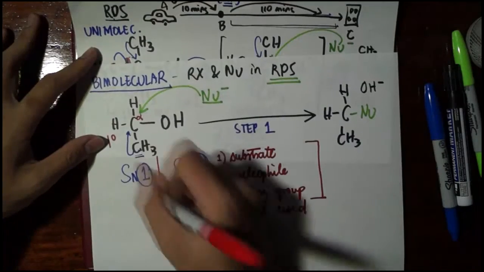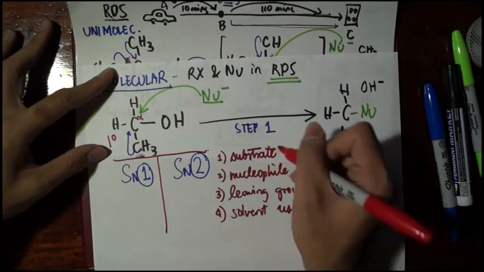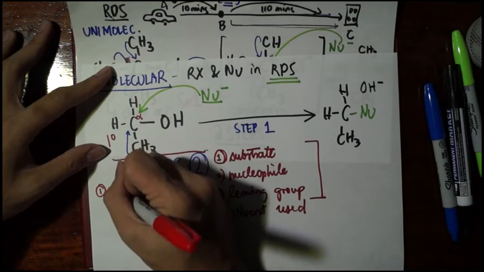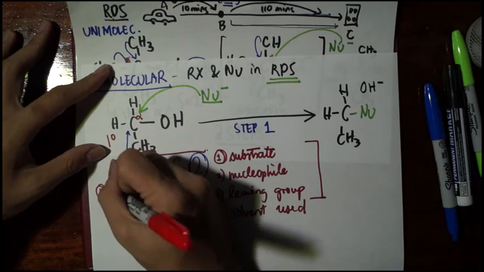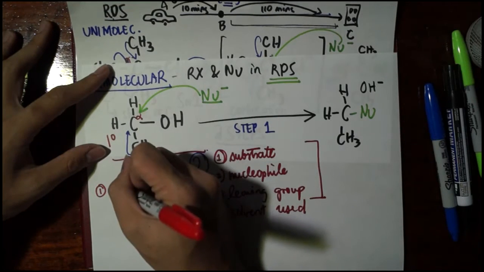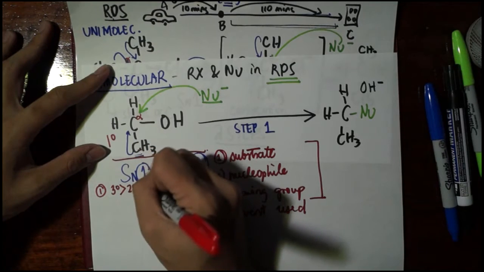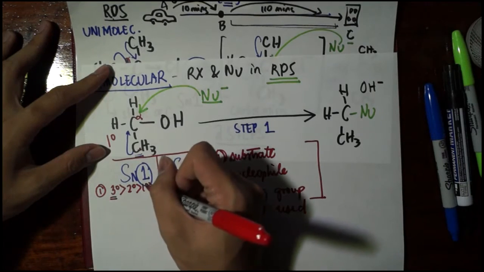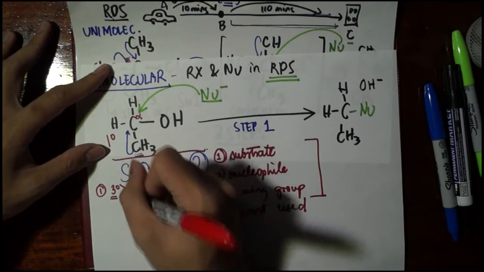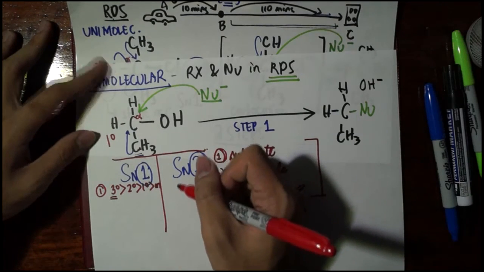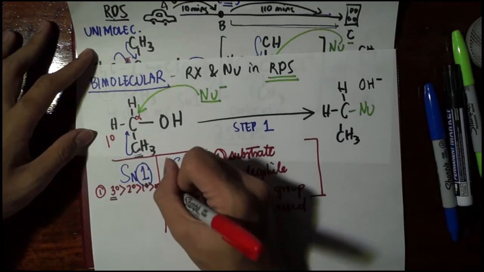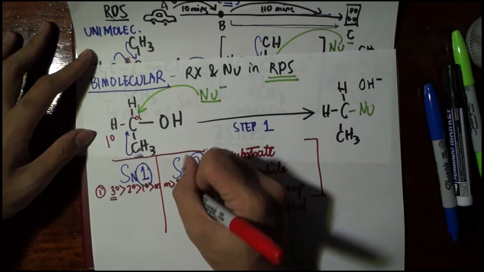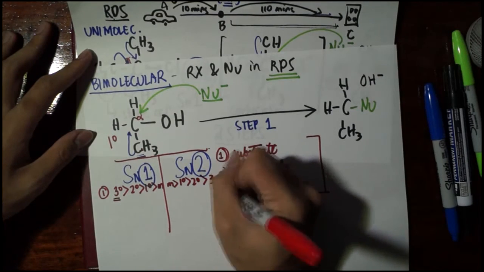So if you make a table here, when we talk about substrate, we use the code number 1. We pick the most stable, which is tertiary, followed by secondary, then primary, then last would be the methyl. So the tertiary has the highest tendency to undergo SN1, followed by secondary, primary, and methyl. While in the SN2, it would be the other way around. Methyl undergoes SN2 more than primary, then secondary, then tertiary.